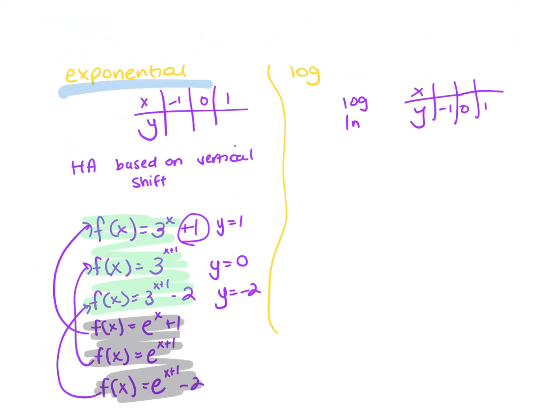Your domain on all the exponentials is all real numbers. Domain: negative infinity to positive infinity. Range is also based on the vertical shift. Okay, it starts wherever the asymptote is, and then it either goes to positive infinity if it's facing up, or it goes from negative infinity to that if it were flipped upside down.